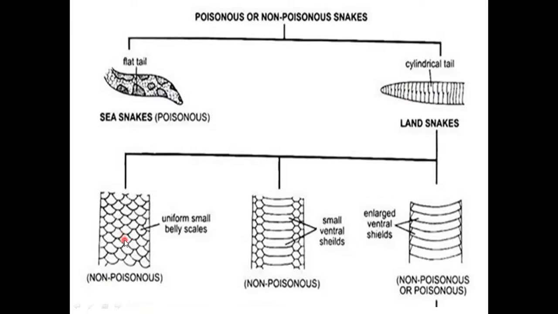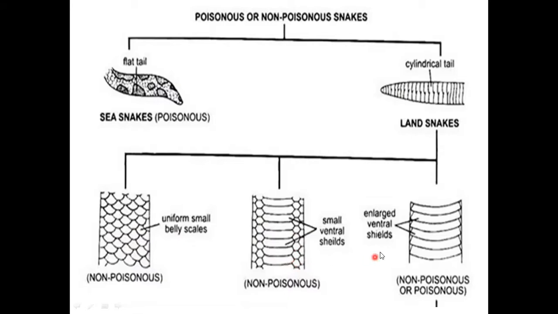You can see some snakes may have this type of pattern and some may have a different type of pattern. If all the ventral scales are small, or the ventral scales are somewhat broad like this, but not touching both ends, then definitely both these snakes are non-poisonous.